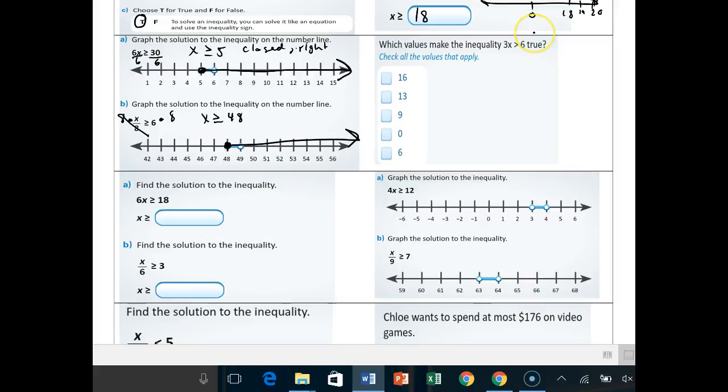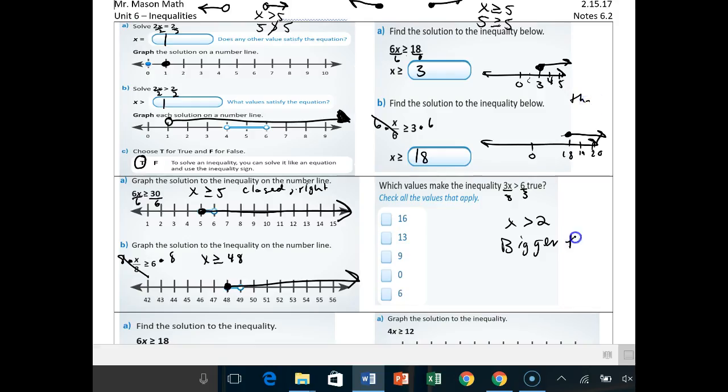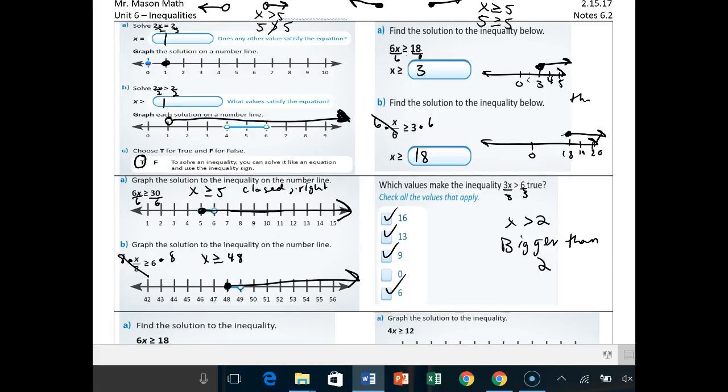All right, so which values make the inequality true? If I divide by 3, I get x is greater than 2. So I want every number that's bigger than 2. It can't be equal to 2 because 2 is not bigger than 2. Like 2.1 is bigger than 2. So everything that works is 16, 13, 9. 0 doesn't work. 6 definitely works. Great.